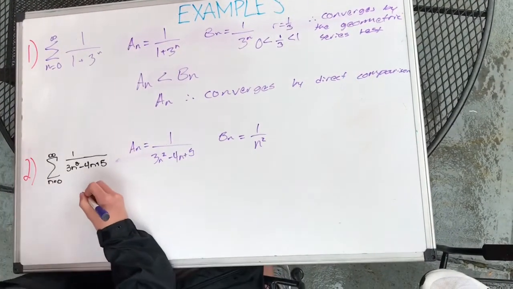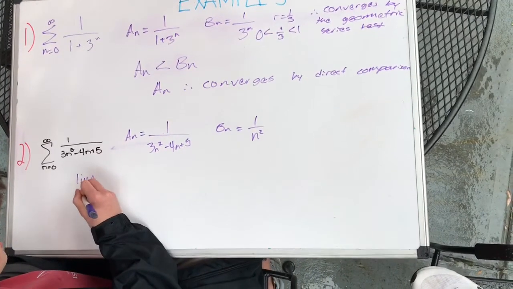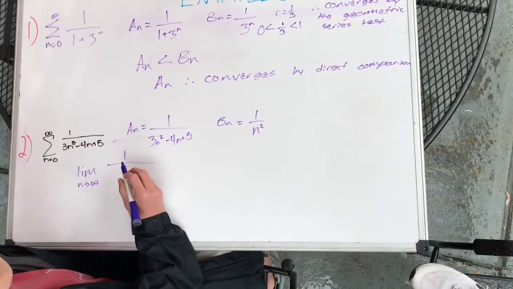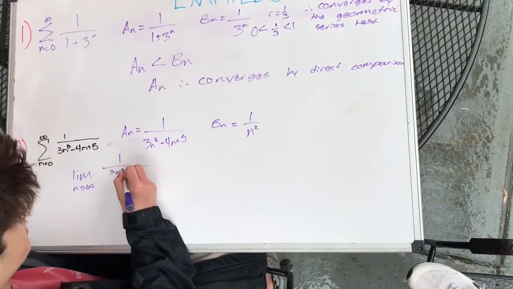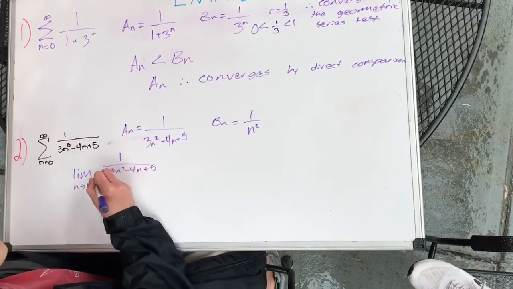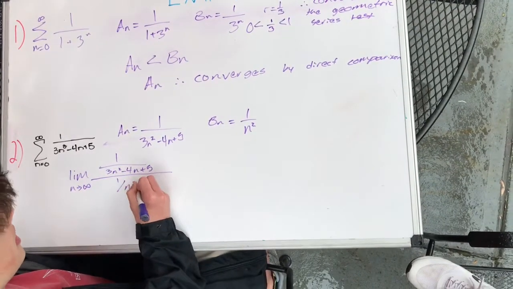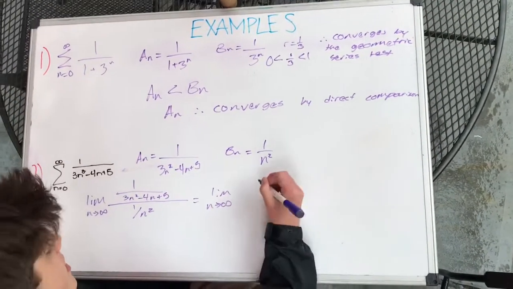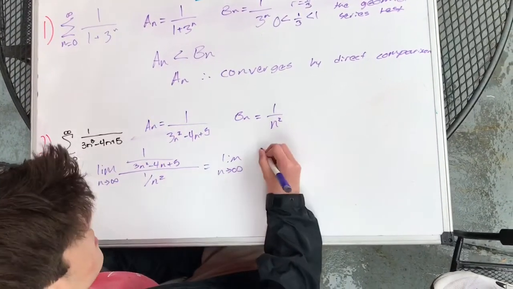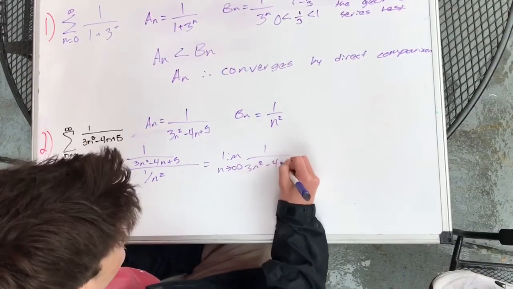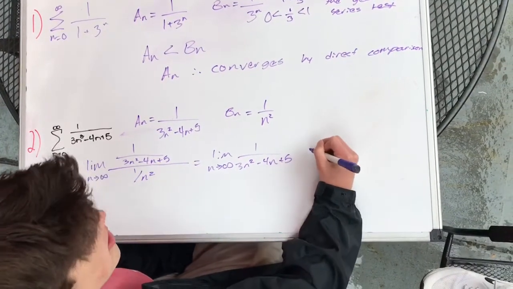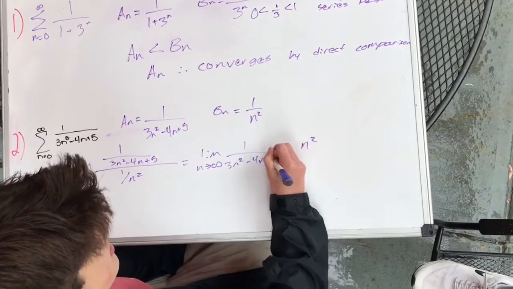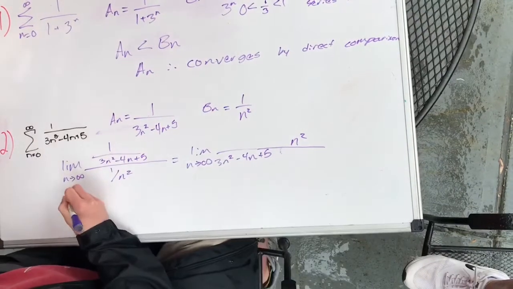So now, to do the limit comparison, all you have to do is take the limit as n approaches infinity of a sub n over b sub n. So we have 1 over 3n squared minus 4n plus 5 over 1 over n squared. So we can rearrange that to be the limit as n approaches infinity of 3n squared minus 4n plus 5 divided by, which is the same as multiplying by n squared. So this can be rewritten like this, which I can rewrite down.